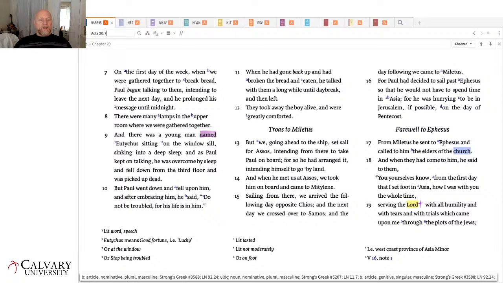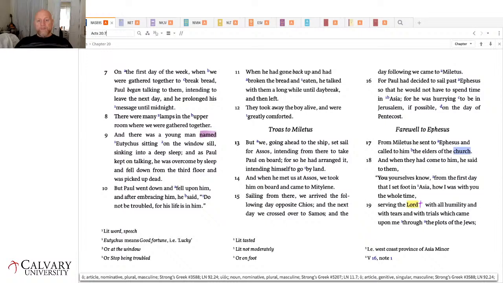So this is Paul in Troas. On the first day of the week, when we were gathered together to break bread, Paul began talking to them, intending to leave the next day. And he prolonged his message until midnight. There were many lamps in the upper room where we were gathered together, and there was a young man named Eutychus sitting on the windowsill, sinking into a deep sleep. And as Paul kept on talking, he was overcome by sleep and fell down from the third floor and was picked up dead. But Paul went down and fell upon him, and after embracing him, he said, "Do not be troubled, for his life is in him."